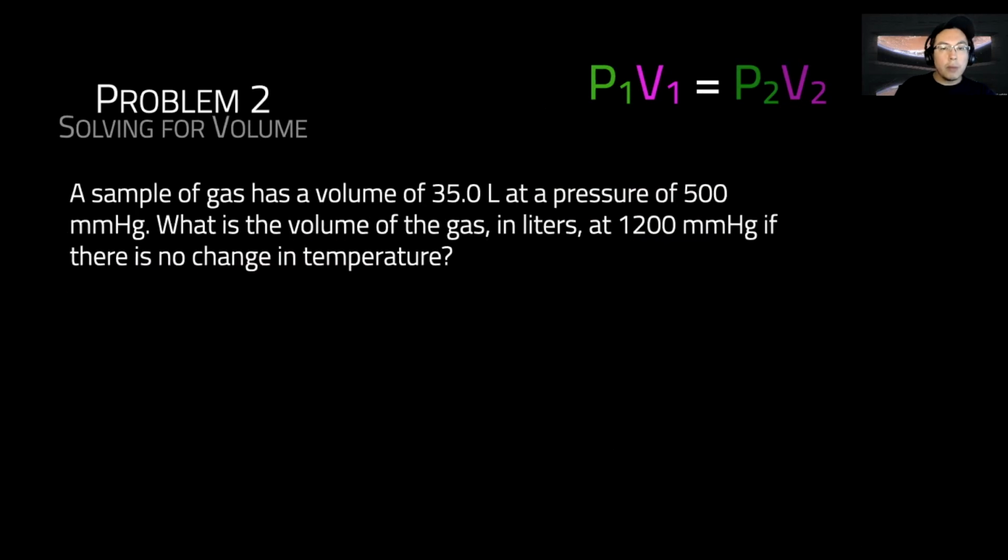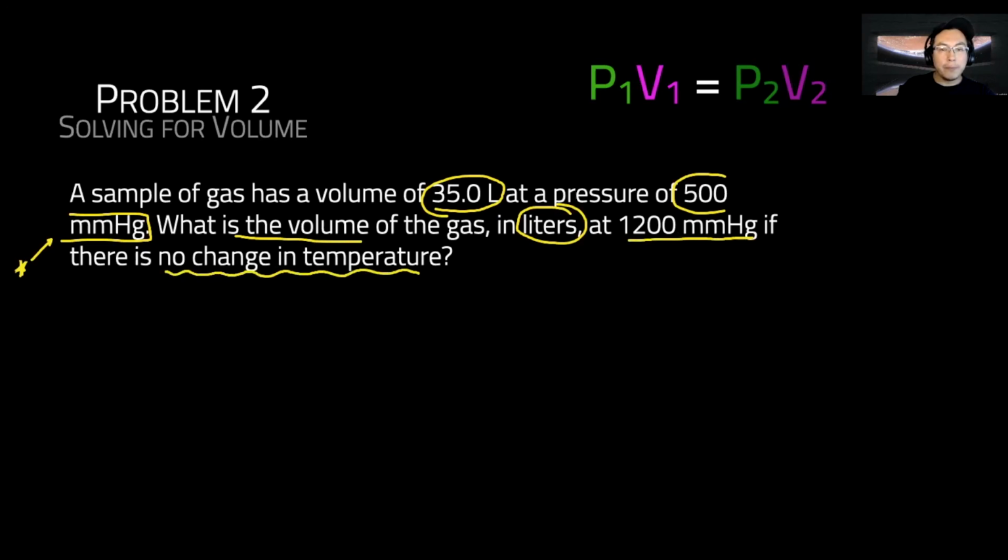Now let's see problem 2. It says a sample of gas has a volume of 35 liters at a pressure of 500 millimeters of mercury. Notice that this, you can go back and check, is a unit of pressure too. The question is, what is the volume of the gas in liters at 1,200 millimeters of mercury if there is no change in temperature?